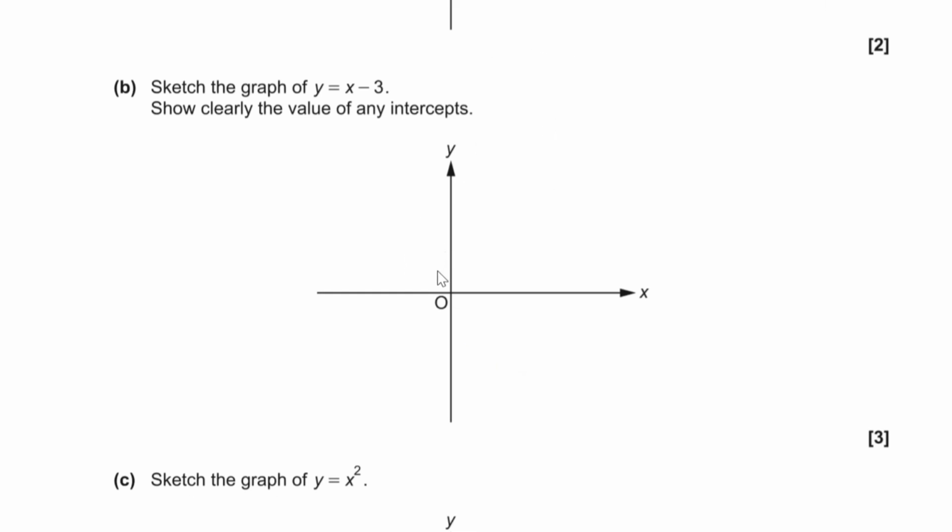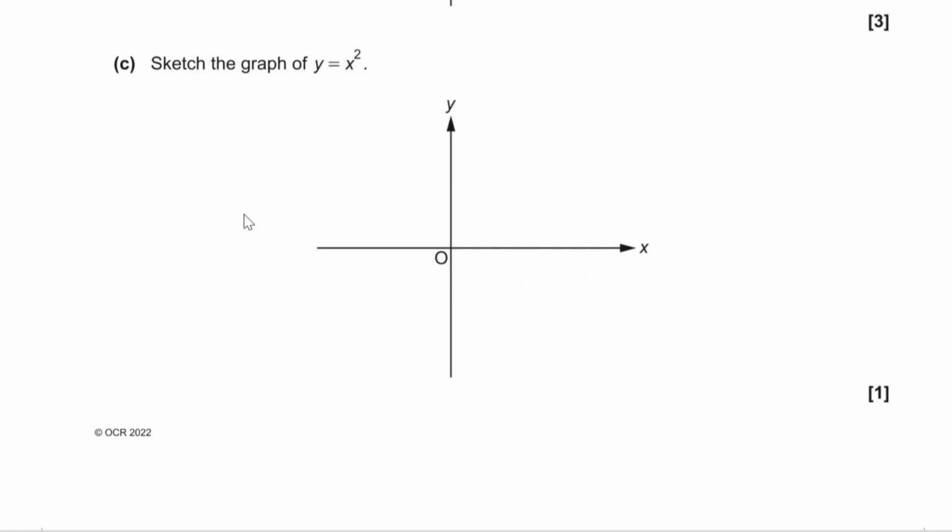Part B. Sketch the graph of y equals x minus 3. Show clearly the value of any intercepts. Here is the graph of y equals x minus 3. It intercepts here and here. It intercepts the x-axis at 3 across, 0 up, and it intercepts the y-axis at 0 across, 3 down.